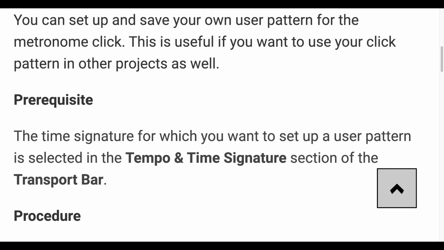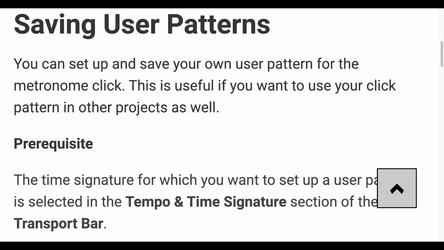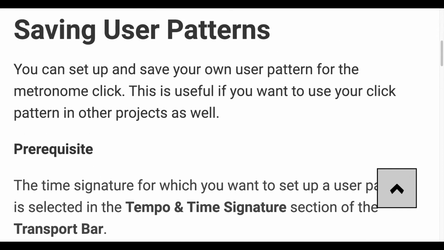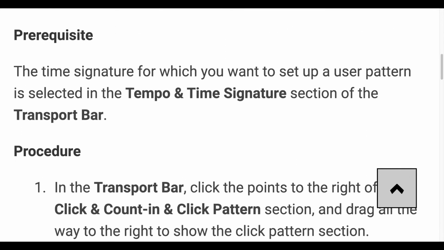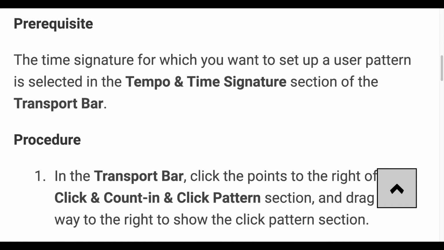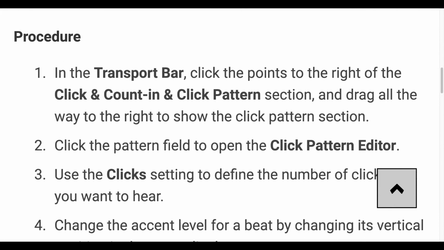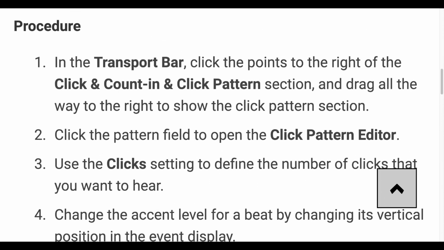You can set up and save your own user pattern for the metronome click. This is useful if you want to use your click pattern in other projects as well. Prerequisite. The time signature for which you want to set up a user pattern is selected in the tempo and time signature section of the transport bar. Procedure. In the transport bar, click the points to the right of the click and count in and click pattern section, and drag all the way to the right to show the click pattern section.